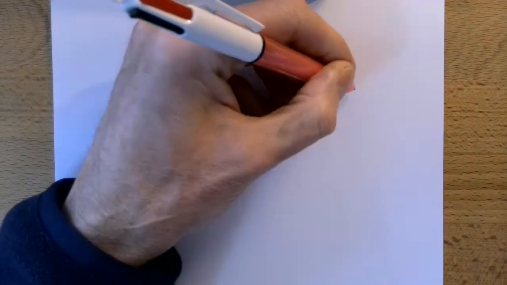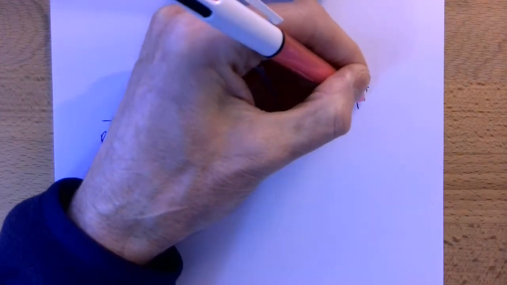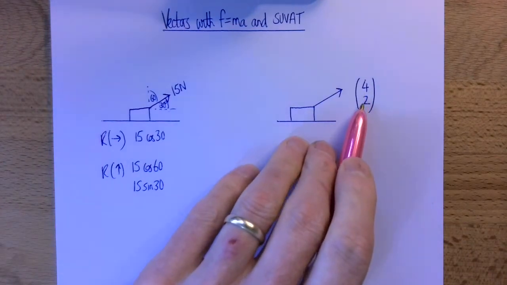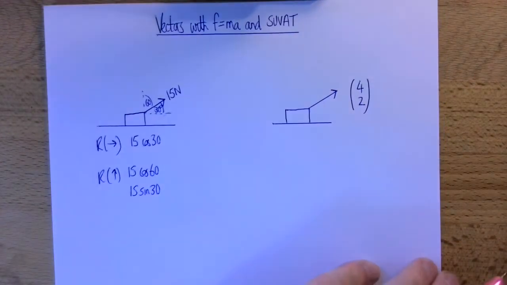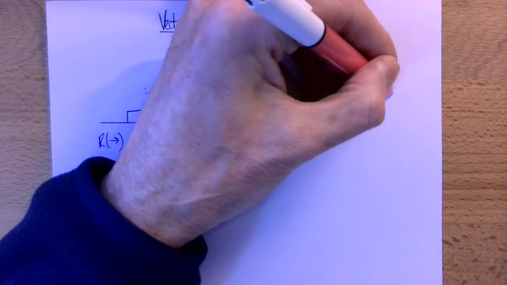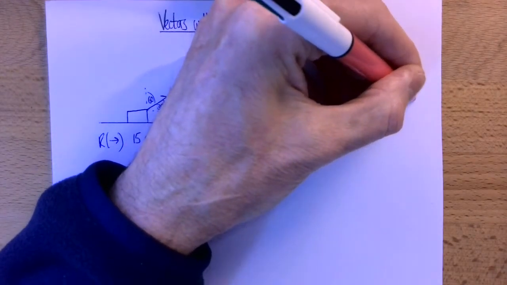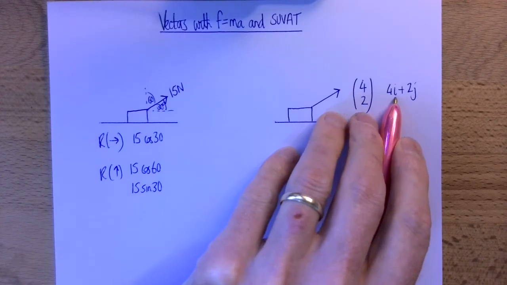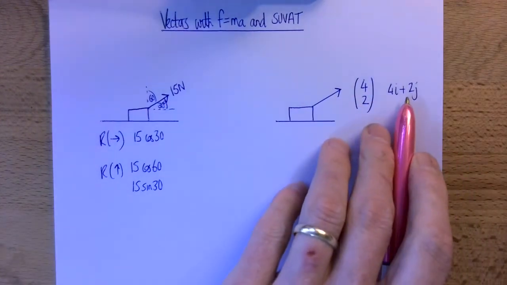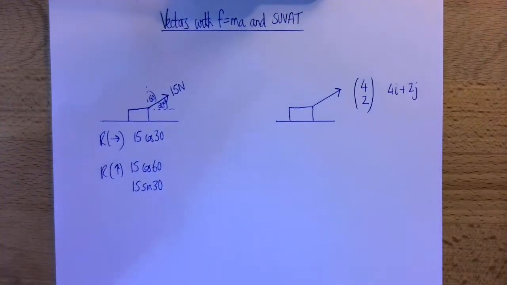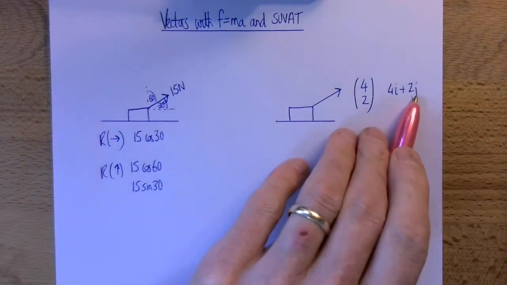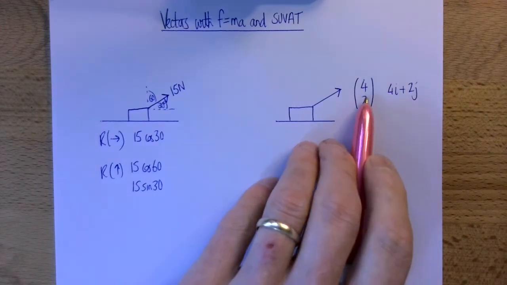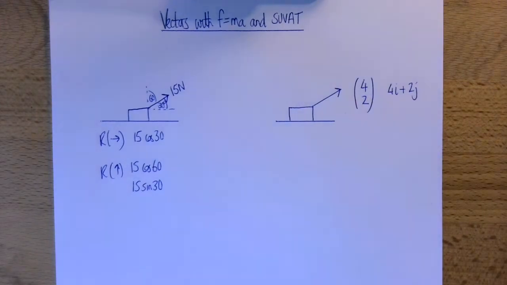So it might be that this force is a force of (4, 2). And what that means is it's a force of 4 newtons in the horizontal direction and 2 newtons in the vertical direction. That can also be written in unit vector form. If you remember, i is a vector of 1 unit in the horizontal direction, so 4i is that, and j is a unit of magnitude 1 in the vertical direction. So these two are the same thing, and you may remember I prefer vector notation.